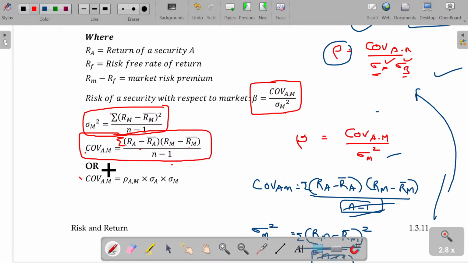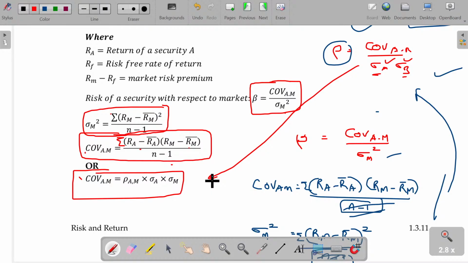The covariance otherwise can be calculated this way also, which is nothing but the other way of this correlation formula. Covariance between A and B is equal to correlation between A and B into standard deviation of A and standard deviation of B. So you better understand these four formulas and try to solve question number 2 and 3 yourself, not more than that. Hope now you'll be able to understand all these concepts here.